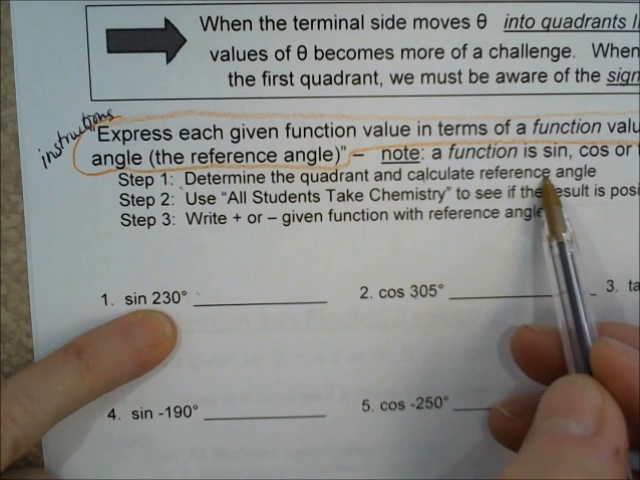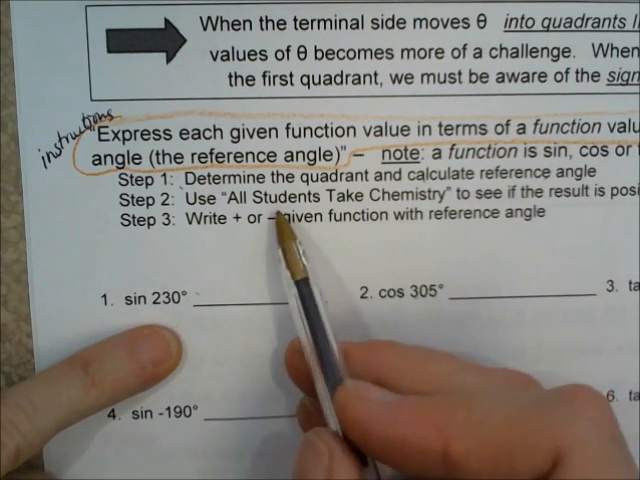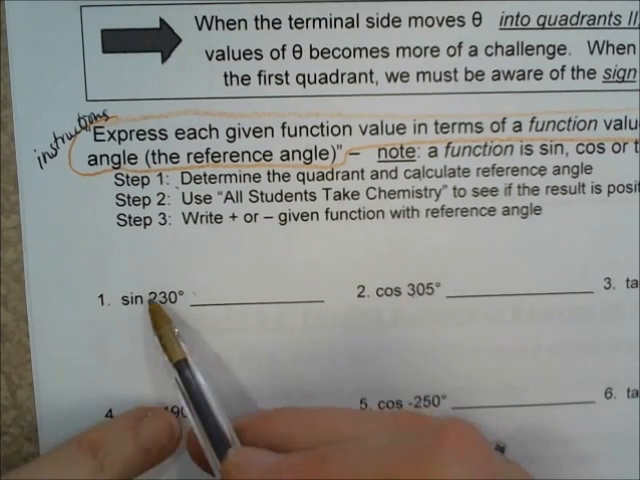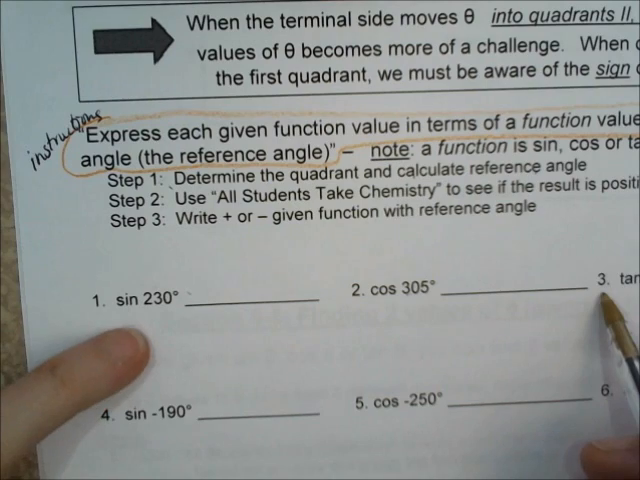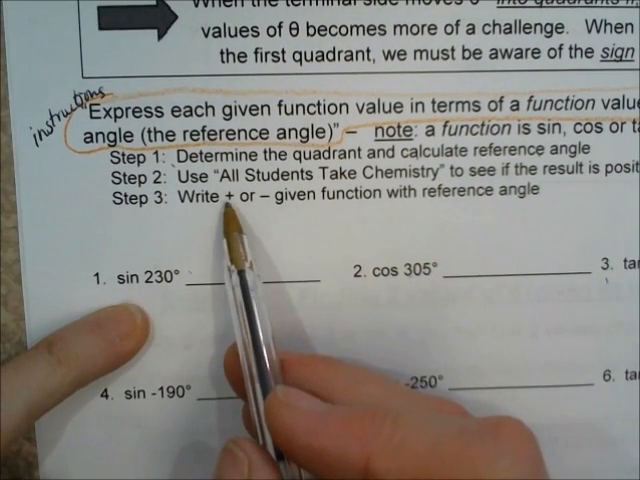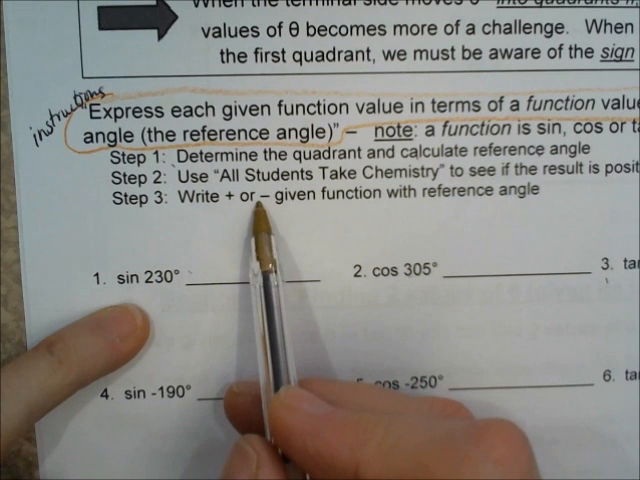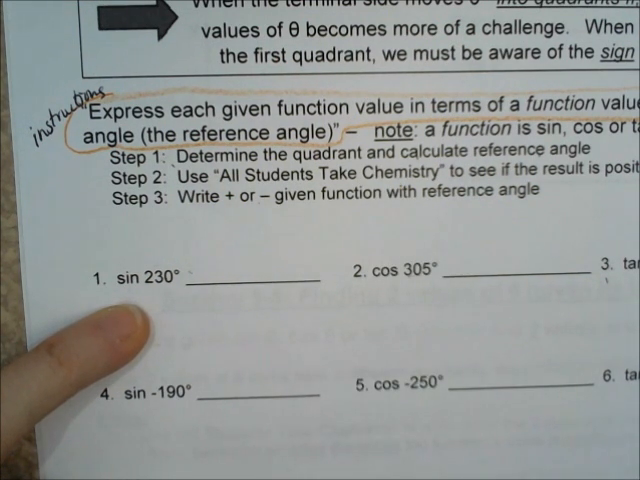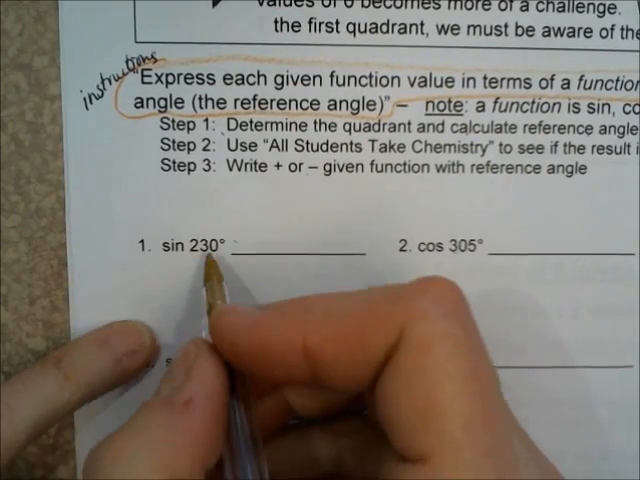And then we're going to figure out the reference angle just like we did before. Then we're going to use that All Students Take Chemistry trick to see whether what we're given, sine, cosine, or tangent, is going to be a positive or a negative number. And then we're going to write either a plus or a minus in front of it, depending on what All Students Take Chemistry tells us. So what this all means is this.